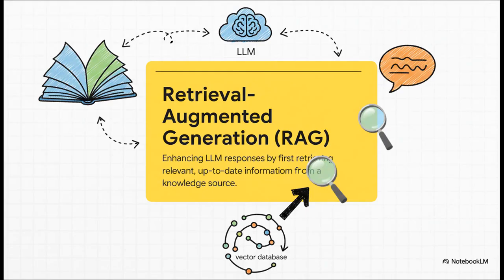The solution is a technique called retrieval augmented generation. Yeah, I know, it's a mouthful, so we all just call it RAG. It's a fancy name for a really simple and powerful idea. Before the AI answers your question, it first retrieves relevant, up-to-date facts from an external knowledge source. And you guessed it, that source is very often a vector database.